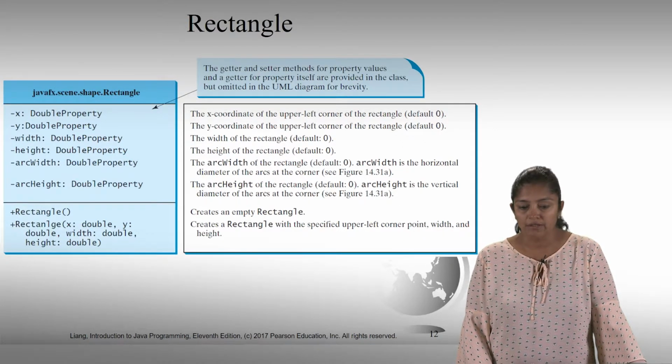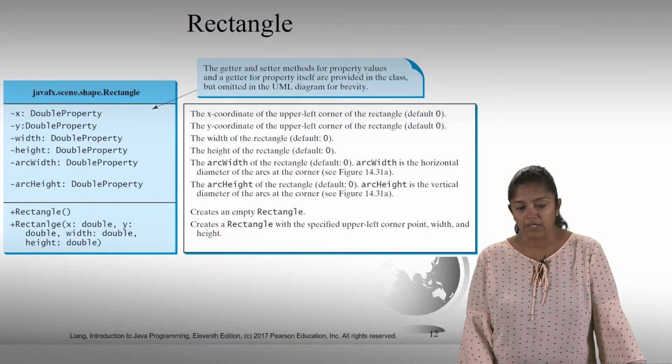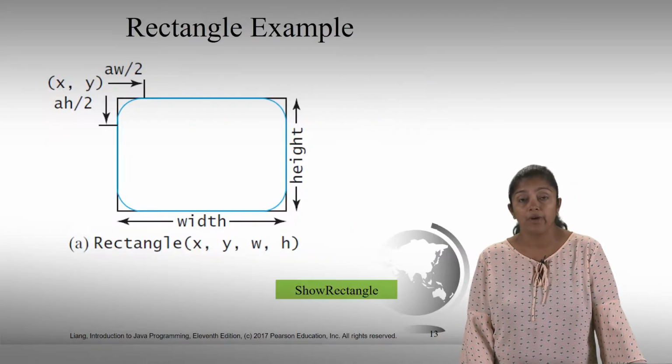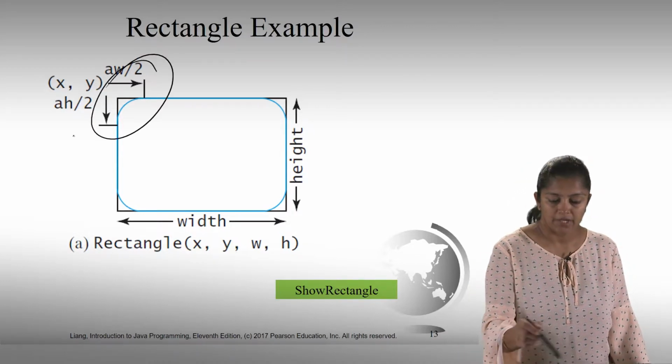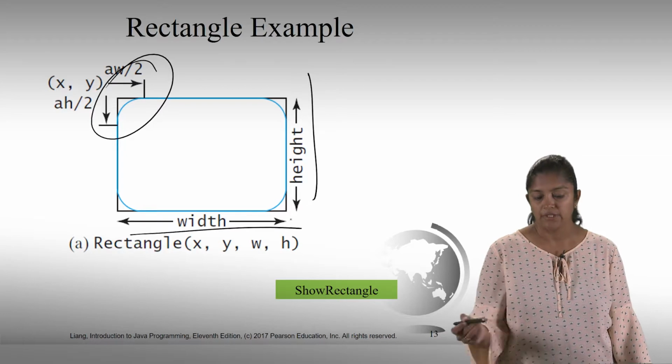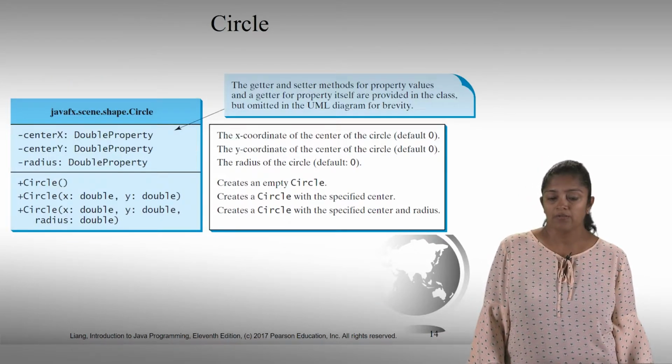So in a similar manner, you can create a rectangle. Again, the rectangle takes in the width and height of the rectangle, as well as the upper left corner of where you want it to start being drawn. So you specify that upper left corner, and then the height and the width, and then the rectangle is displayed accordingly. A circle, we already saw it.